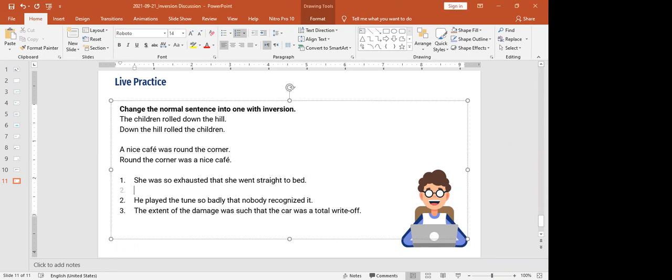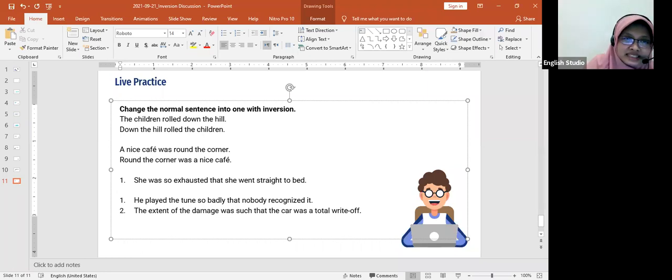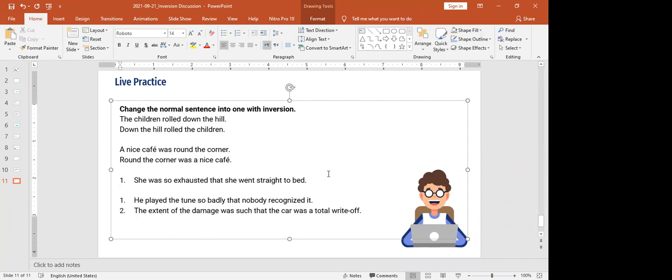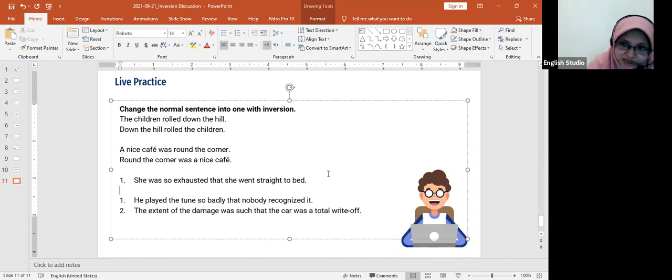Yes, Miss. Yeah, please go ahead, Mr. Ipin, by replacing the sentence into the inverted one. Okay, so excited she was that she won't strike to bed. Okay, thank you so much, Mr. Ipin. Ya, betul, kita harus mulai dari so exhausted. So exhausted dulu ya, benar.